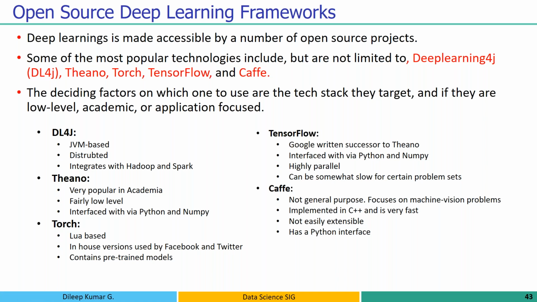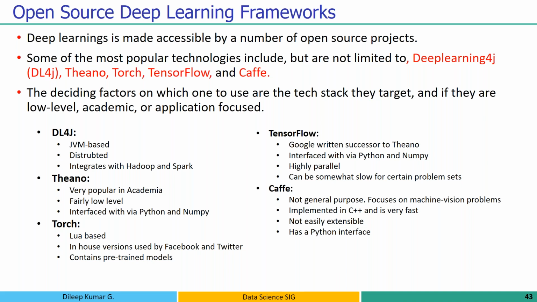Then you can interface TensorFlow with Python and Python libraries like NumPy, Pandas. But it's a little bit slower in terms of some complex problems. But these days it's not an issue. On top of TensorFlow, there is Keras. And Caffe is one tool which is not for general purpose, but it focuses on machine vision problems, and it is implemented in C++.